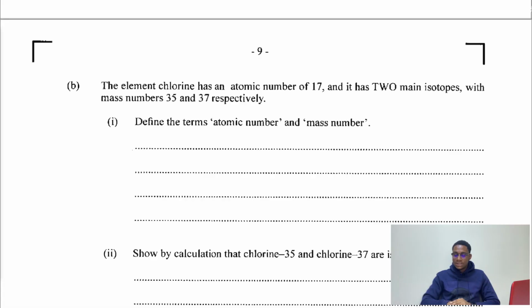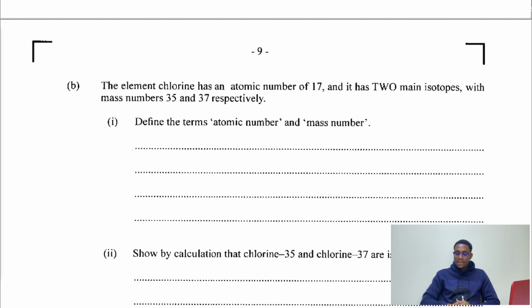Okay, question B. The element chlorine has an atomic number of 17, and it has two main isotopes with mass numbers 35 and 37 respectively. All right. Now question I says define the term atomic number and mass number. So remember, an atomic number of an element is determined by the number of protons in it. All right. We use this to differentiate one element from another.